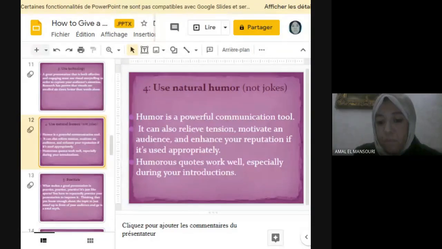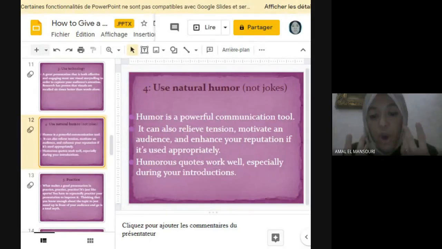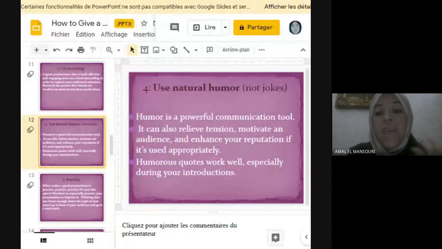Now, of course, there are so many benefits of using humor. A speaker who uses humor well comes across as more human, more likable. This puts an audience at ease and makes people more receptive to your ideas. Actually, humor creates a bond with the audience. It can also provide emotional relief for the audience.